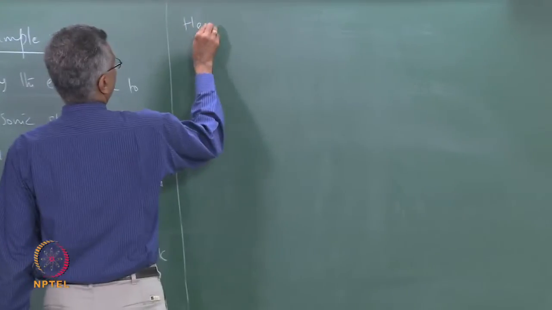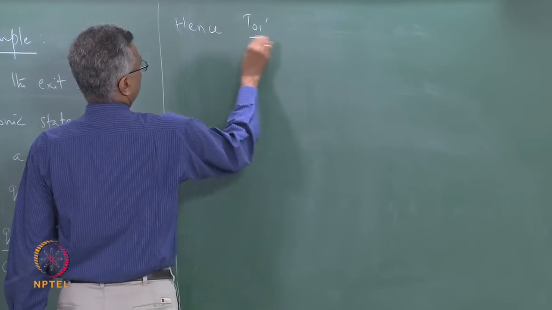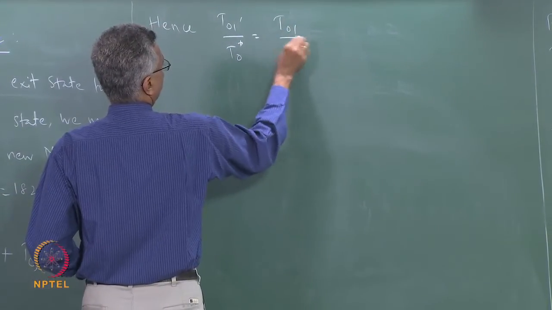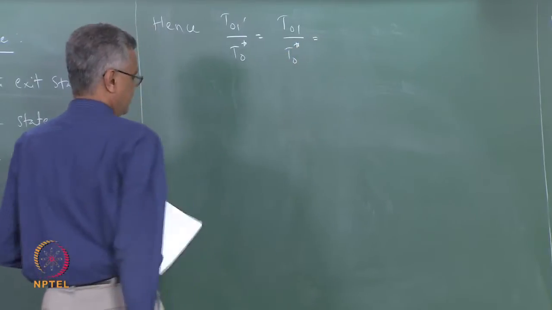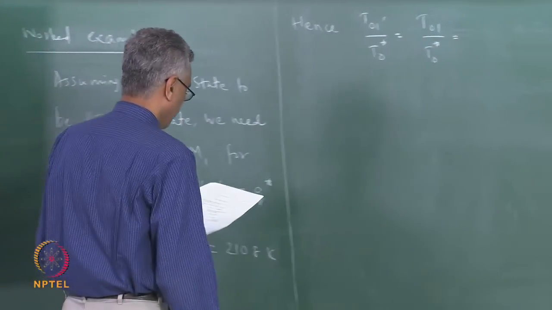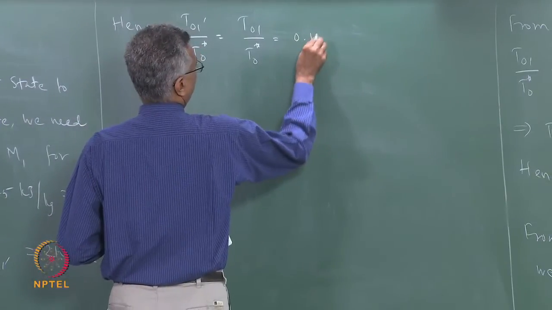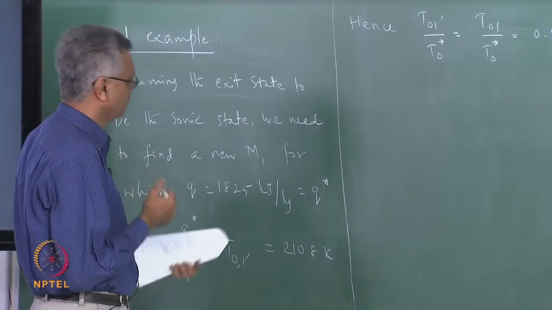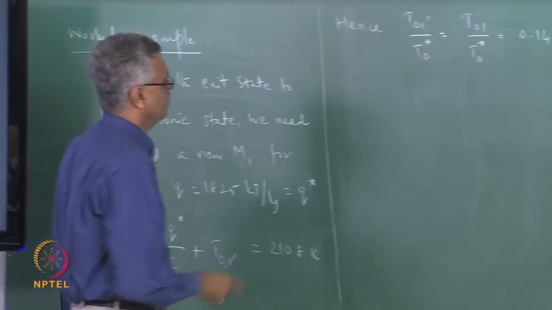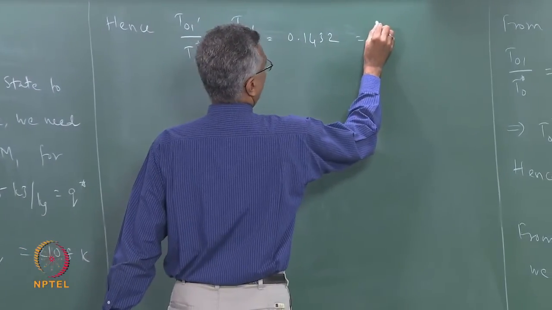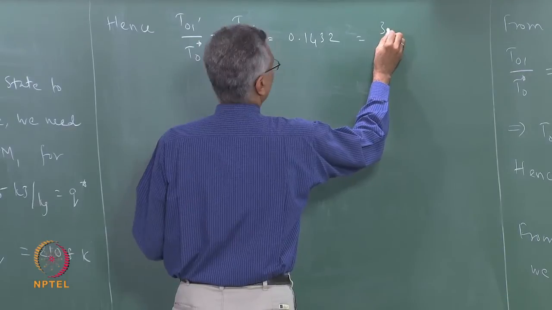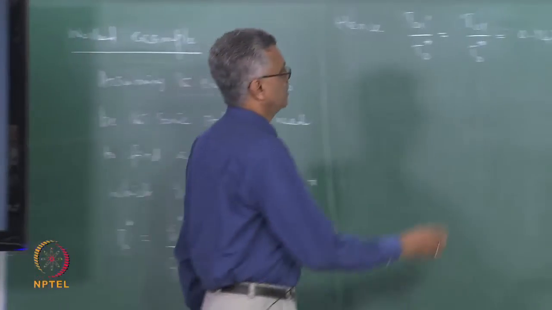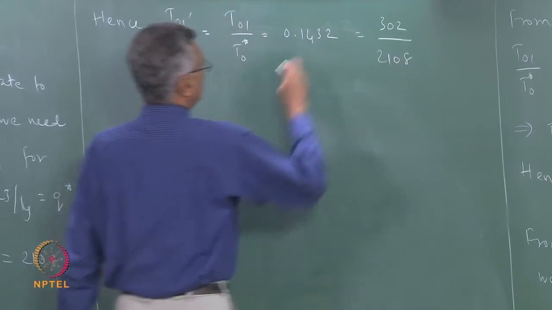Hence, T01 prime divided by T0 star is equal to, remember T01 prime is equal to T01, 0.1432. So basically what we have done is we have substituted T01, which was 302 Kelvin, divided by the new T0 star, which is 2108, to get 0.1432.